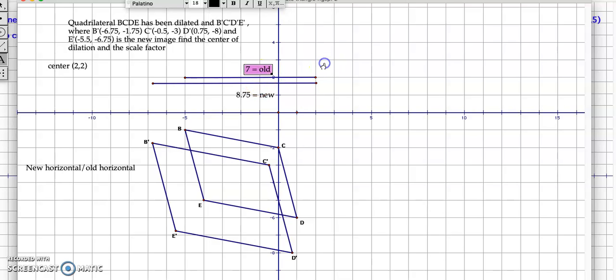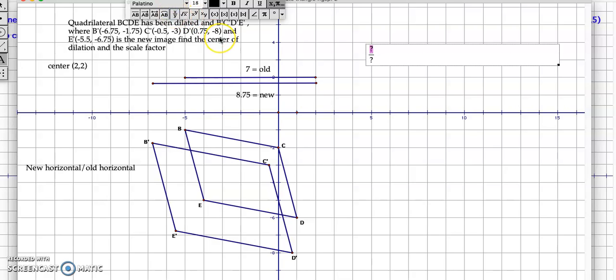And then the scale factor is going to be the ratio of the new divided by the old. So if we do a little fraction here, 8.75 divided by 7, I get 1.25. So my scale factor, according to this, is 1.25. Okay, and that's going to be my scale factor.